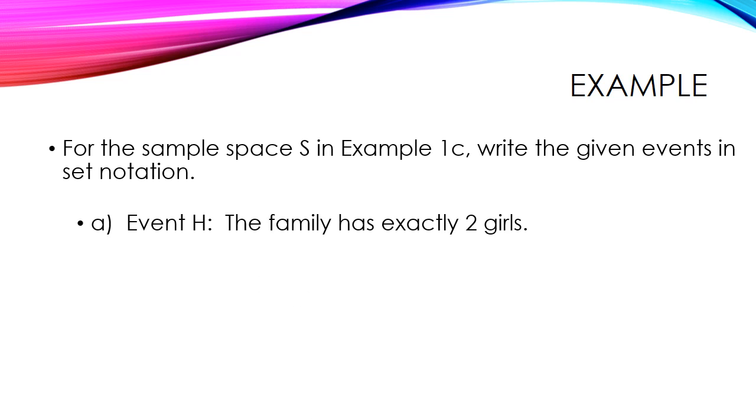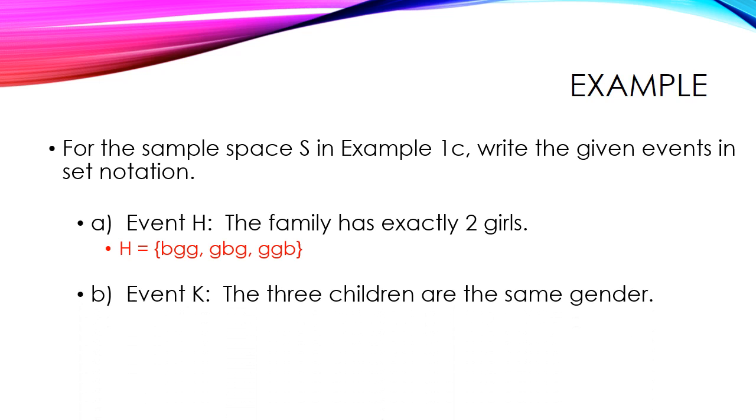So first of all, event H is when the family has exactly 2 girls. Okay, there's 3 ways that can happen. The first child could be a boy and second and third girls. The first and third could be girls and the middle child a boy. Or you could have first and second girls and the third one a boy.